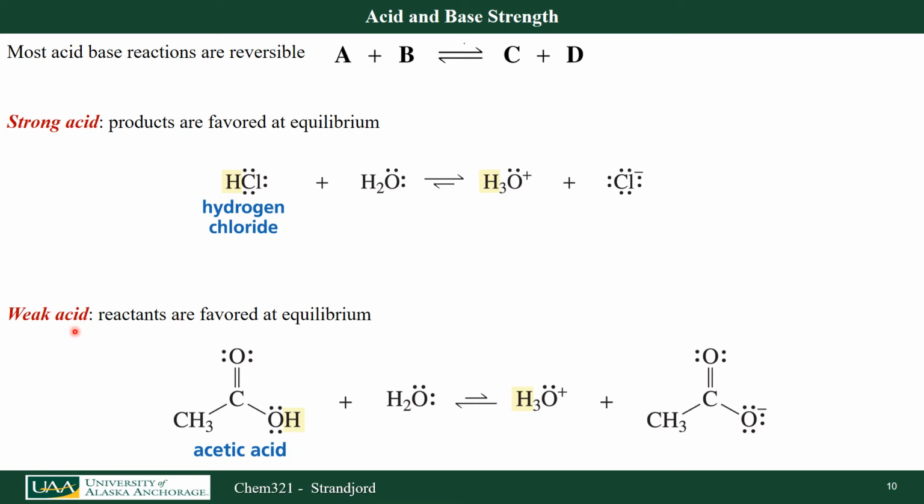With a weak acid, the reactants are often favored. If I look down here at the reaction of acetic acid, which is just vinegar, and water, I notice that the reaction arrows here actually point in the reactants direction. If I were to again take a snapshot of the equilibrium in time, I'd find that there are more reactants than products. But I can still find some products. There are some acetate anions, and there are some hydronium cations in solution.